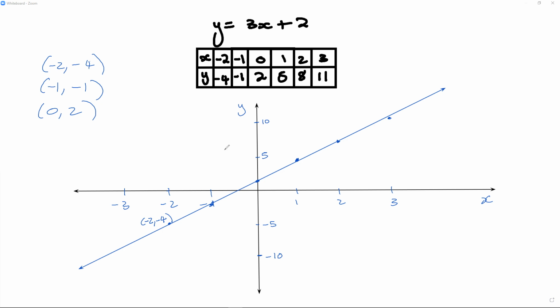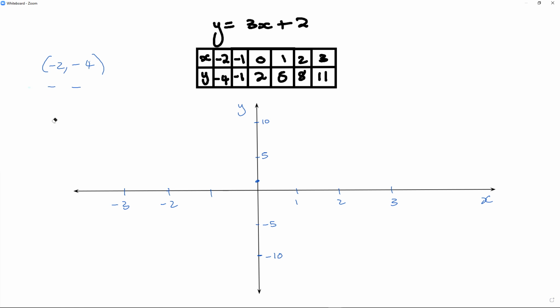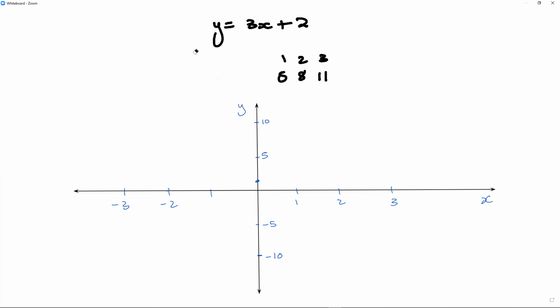Now, there's another way to do this, because that way takes long. And you can see, it took quite a while to do that. You draw up a table, then you plot the points. How much time do you actually have to do this? So let's say, I don't have much time to do this. You know what? Show me another way that will go quicker to draw this line.